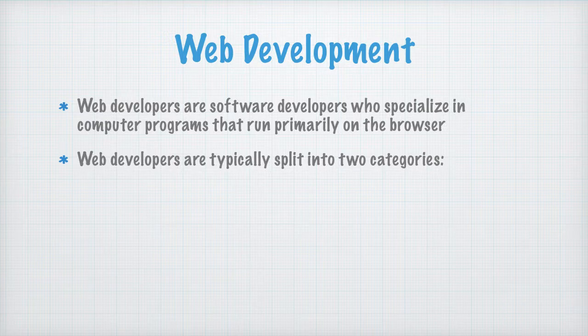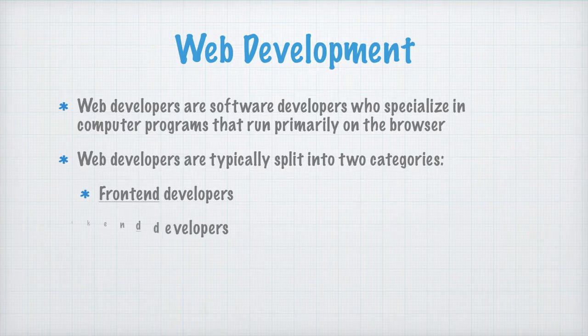Web developers are categorized in two ways. First, we have front-end developers. Front-end developers are mostly concerned with the client side of the application. That's basically what you see when you visit a website or a web app. It's the visual part, what everybody sees. So those are front-end developers. They focus on that part.